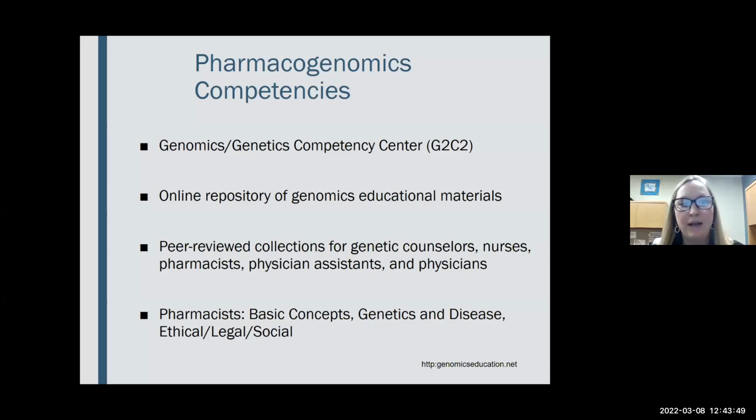And then the last part of the kind of knowing the what and the where, there are competencies. So there are several kind of certifications. There's physician competencies, there's genetic counselor competencies, there's pharmacist competencies. This Genomics Genetics Competency Center is actually a pretty cool website, which kind of gives physicians and providers and pharmacists some other resources, upcoming classes, ways to stay up to date, since this is an ever-changing field.